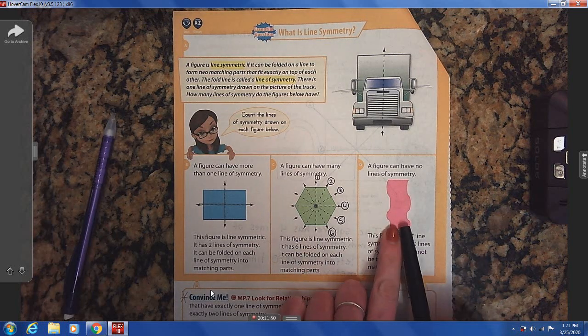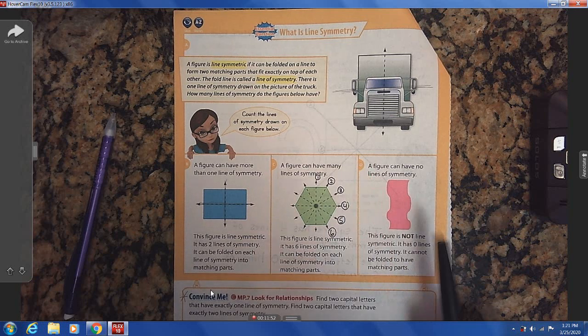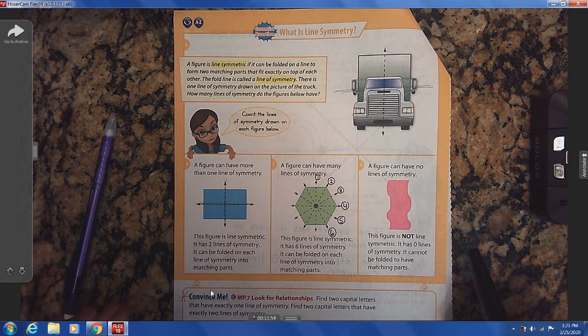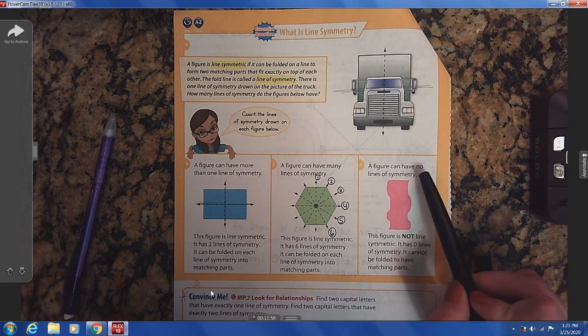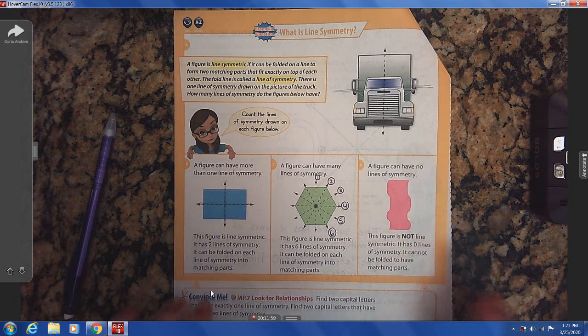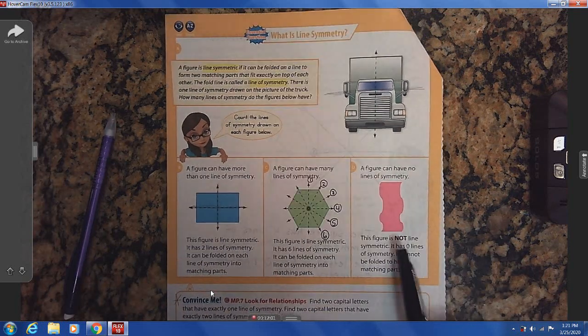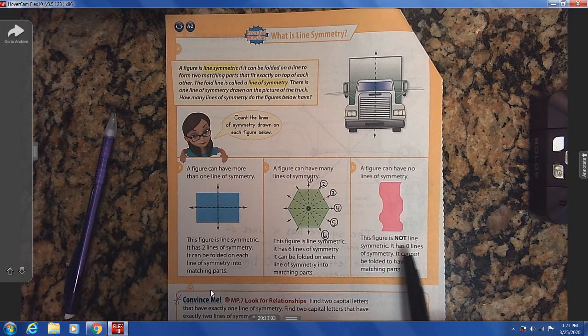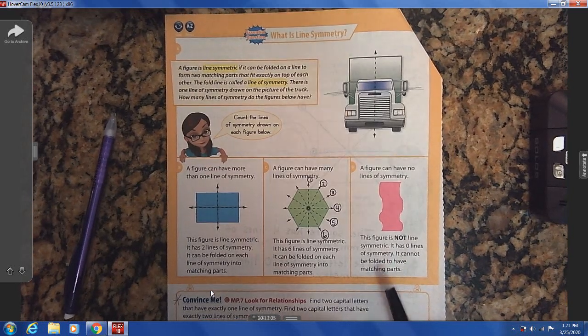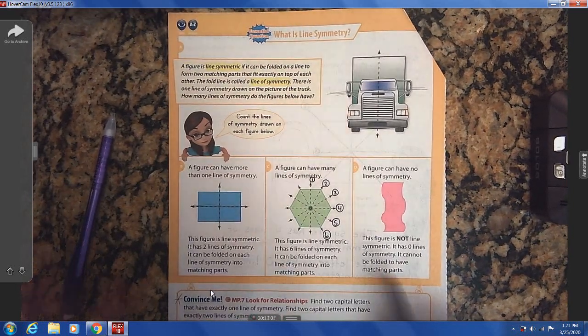Now, this pink figure here in box D is not line symmetric. A figure can have no lines of symmetry, just like the letter G. This figure is not line symmetric. It has 0 lines of symmetry. It cannot be folded to have matching parts.